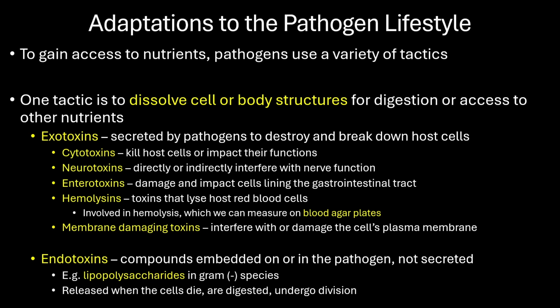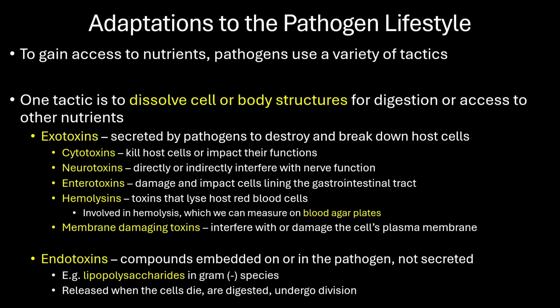We're already familiar with one of these special exotoxins called hemolysins. These are specialized toxins that will attack and lyse host red blood cells. They'll break them apart into small pieces. This is the compound that does hemolysis, the same stuff that we see in our blood agar plates. And then we also have membrane-damaging toxins. These are special toxins that will interfere with or damage a cell's plasma membrane. A hemolysin is a type of membrane-damaging toxin. These toxins can result in the lysis of a cell.